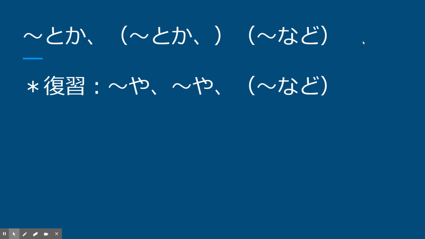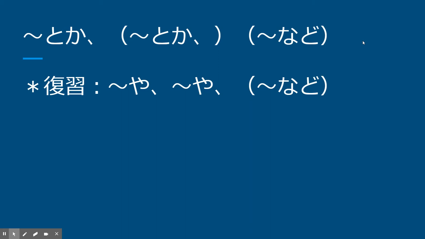Toka works the same way as ya. In fact, you use the nouns again. So you might say, watashi wa ringo toka, ichigo toka, mikan toka, banana nado ga suki desu. Or I can say, watashi wa inu toka neko toka usagi toka ga suki desu. Or, watashi wa sugaku toka kagaku ga suki desu. The nado is not necessary to end, nor, remember with ya, you need to use at least two. But toka you can use by itself.